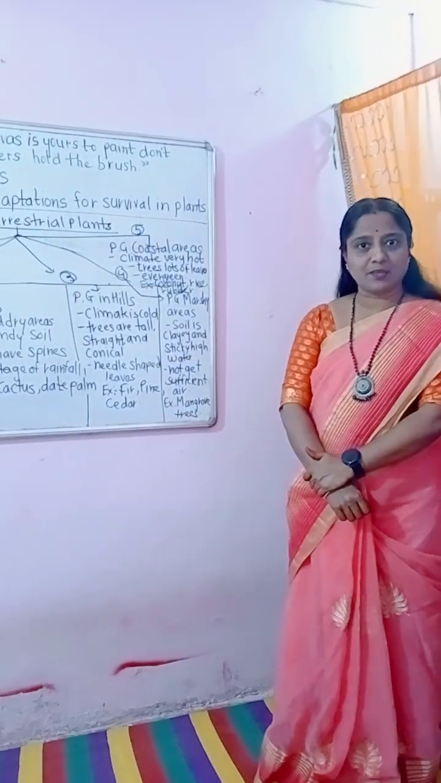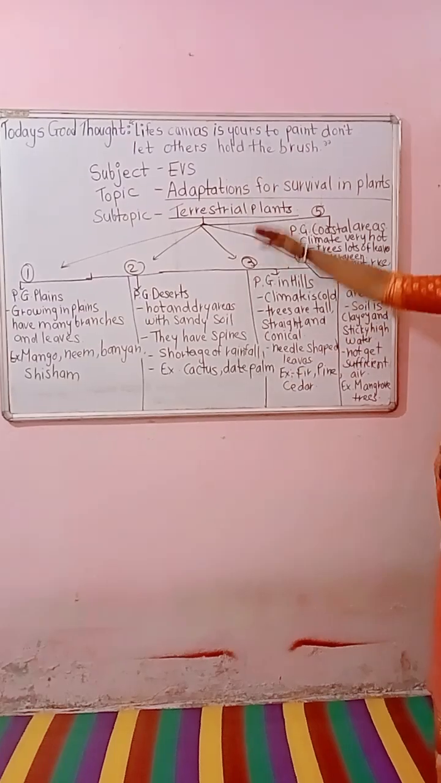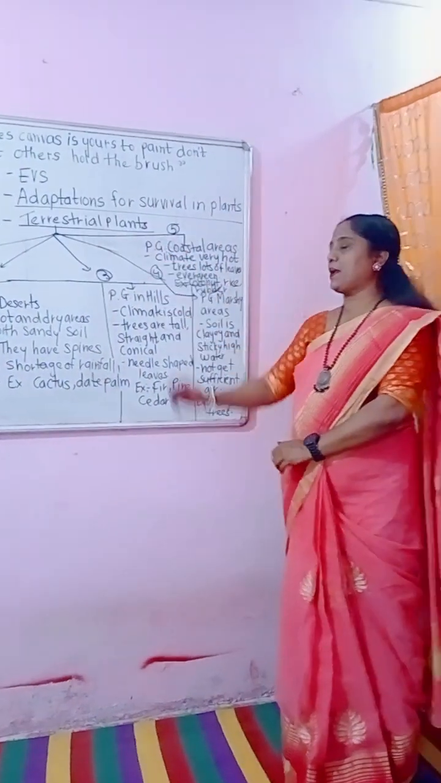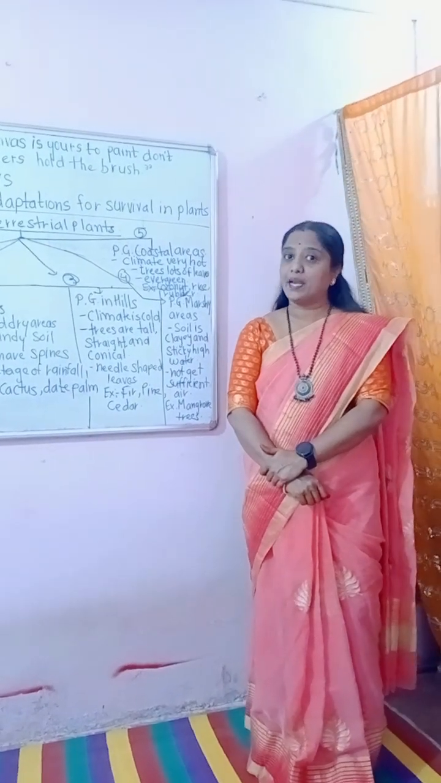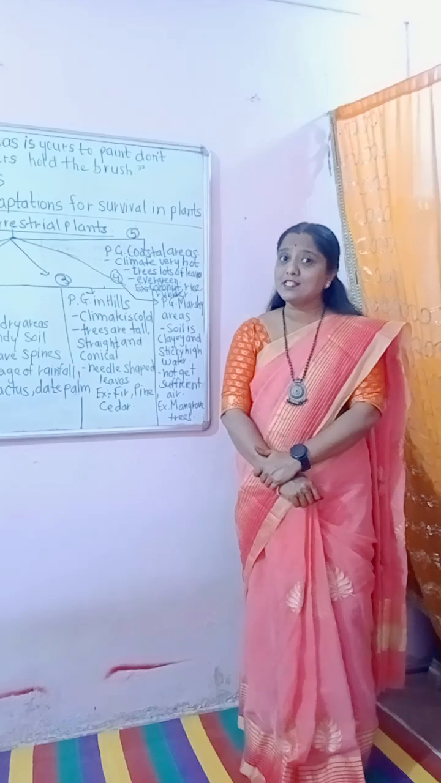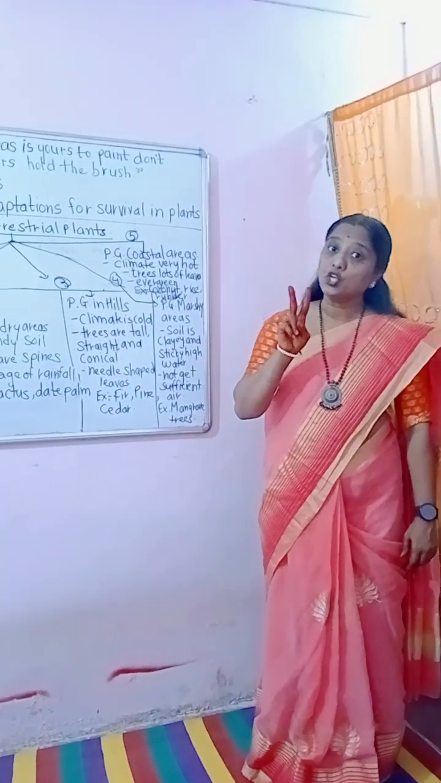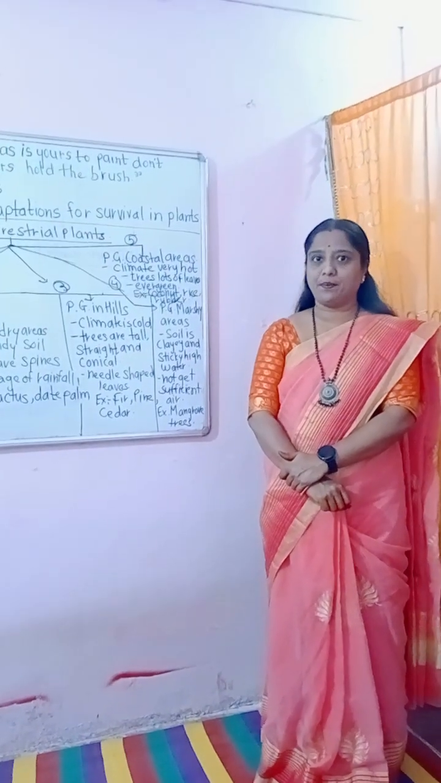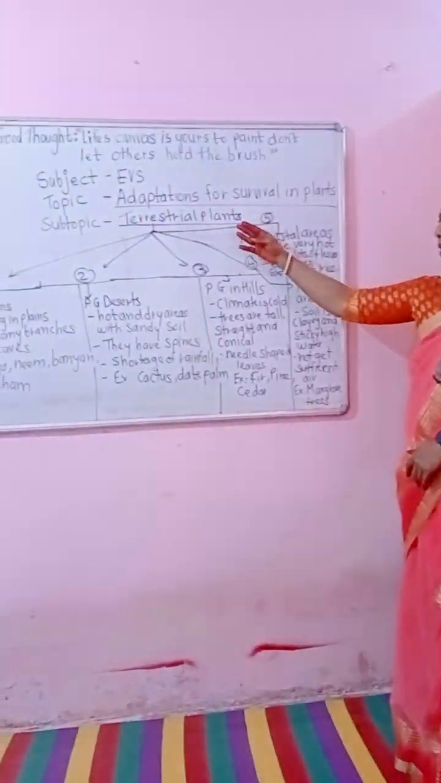Now today our subject is EVS, and today's topic is adaptation for survival in plants, and the subtopic is terrestrial plants. Last time we learned about the habitats and the adaptations of plants. On the basis of adaptations and habitats, plants are divided into two types, that is terrestrial plants and aquatic plants. Now today we are going to learn about the terrestrial plants.